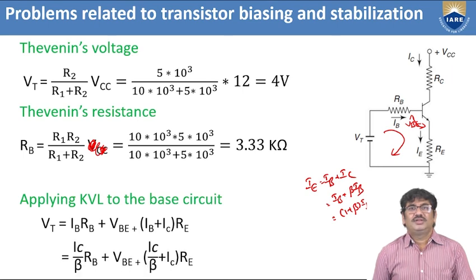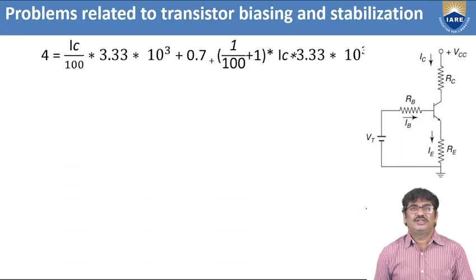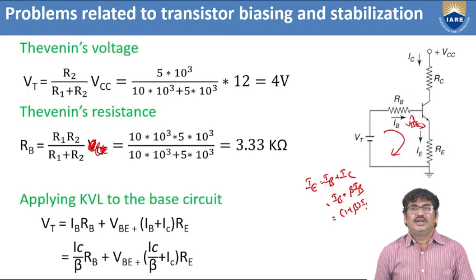So rewriting this expression, we get VT is equivalent to IC by beta, as we know IC is equivalent to beta times IB, into RB plus VBE plus IC into RE. From this, the collector current we can extract by substituting the corresponding values. We will get IC is equivalent to 1.61 milliamperes. This is one way of finding IC. Otherwise, in the KVL expression at the input circuit, first you can find out IB, and from that you can write beta into IB as IC. That is also valid.